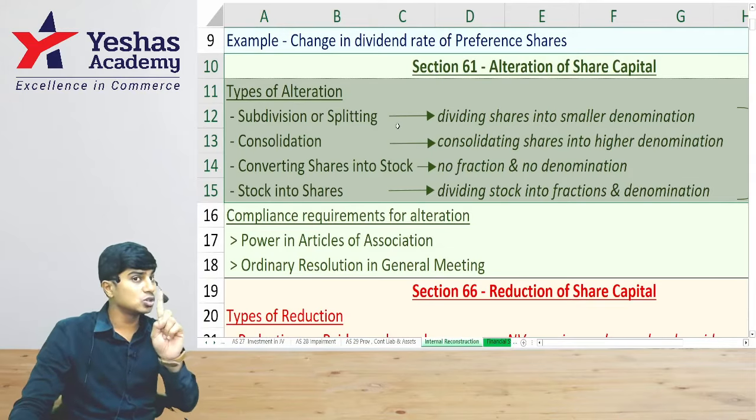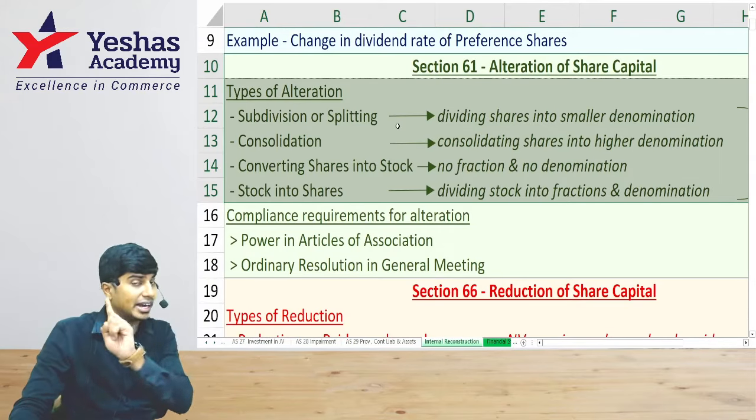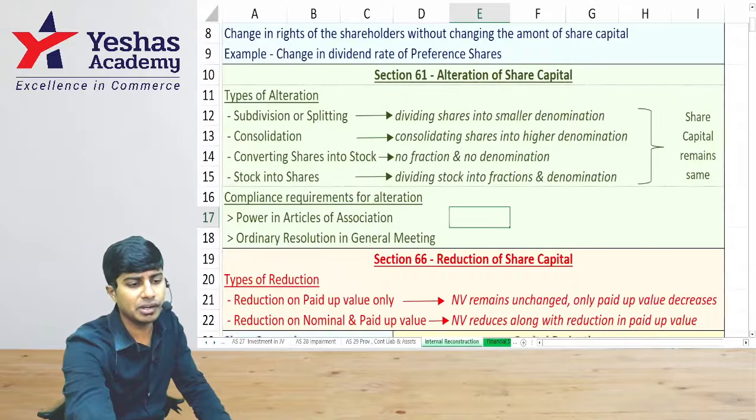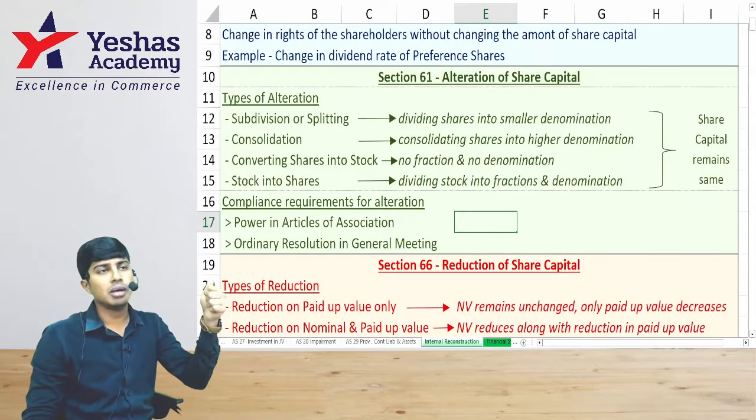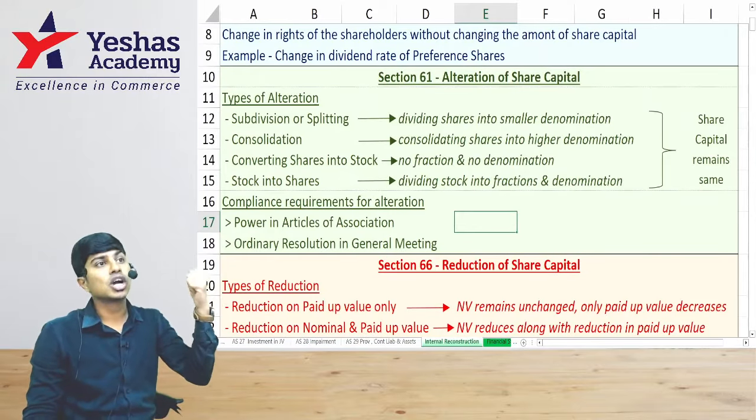Here again, there is no reduction in share capital. There is no decrease in share capital. Share capital will remain the same, but we are altering the share capital. What are we doing? Very good. Alteration of share capital can be done in 4 ways. Number 1, subdivision. Number 2, consolidation. Number 3, conversion of shares into stock. Number 4, conversion of stock into shares. We'll discuss one at a time.